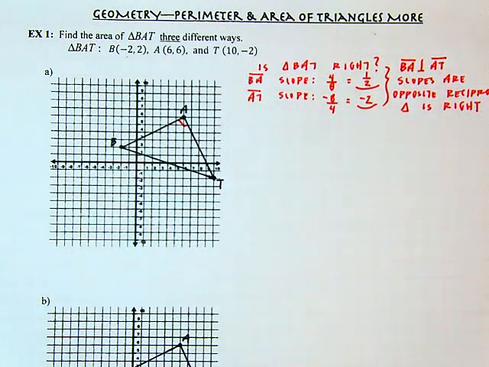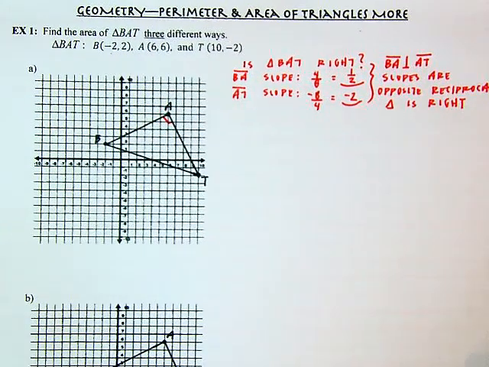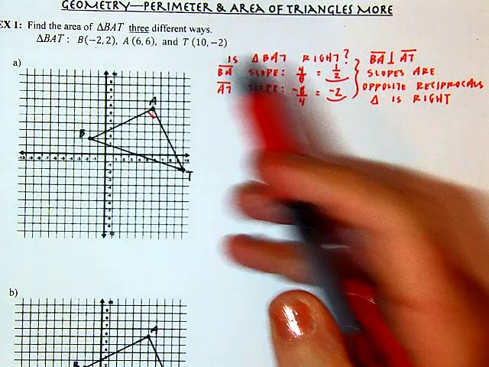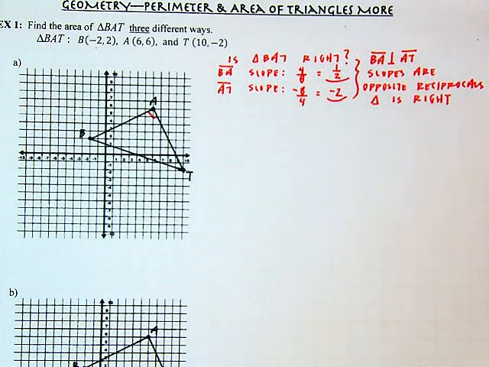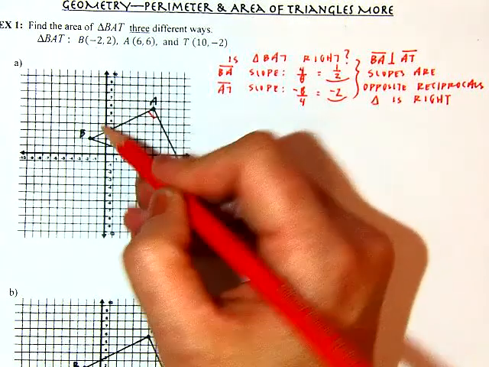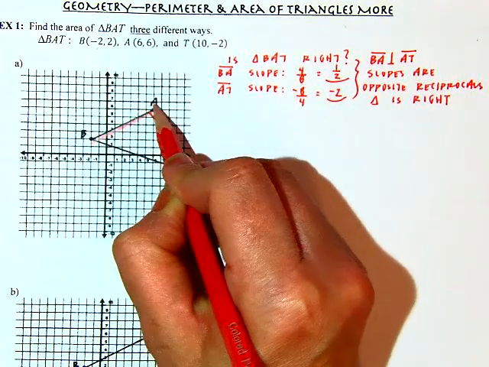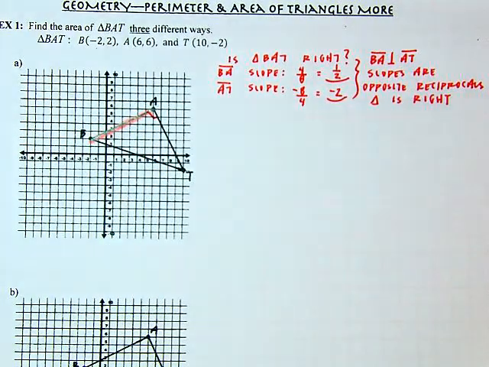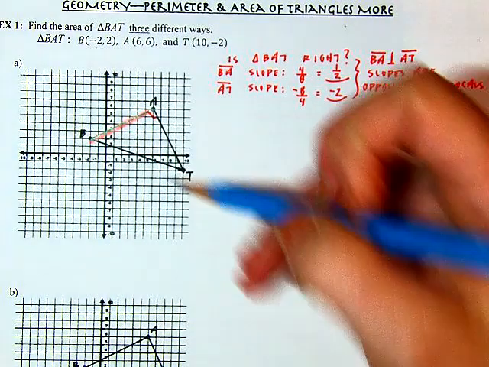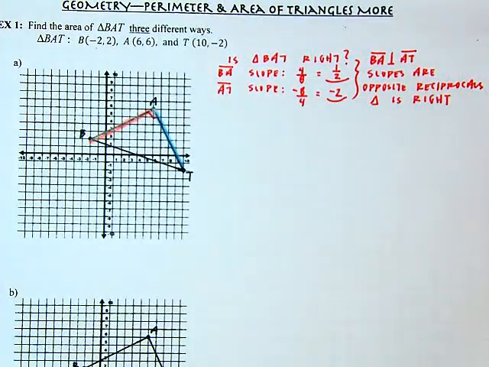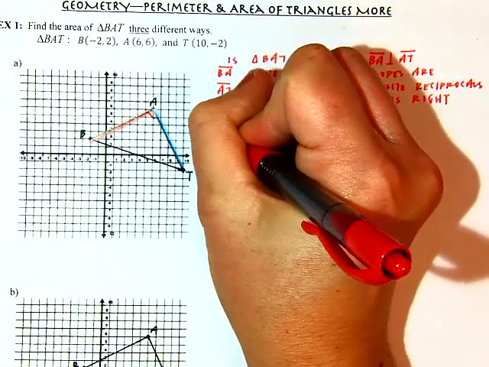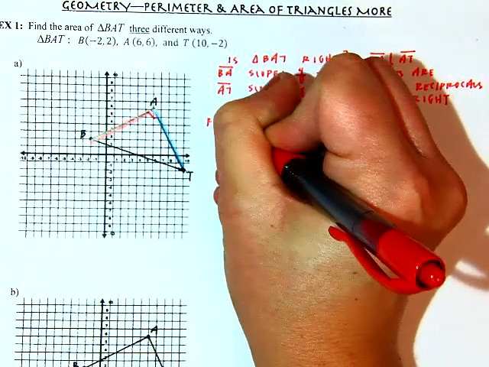So if it's a right triangle, I just need to figure out what are my legs? What are the legs going to be? And the legs are these segments here, BA and AT. So when I know my legs of a right triangle, that's my base, that's my height. So I want to find what this measure is right here, and then what is this measure right here? I want my legs. Those are my base and my height values. So I want to find the measure of BA first.